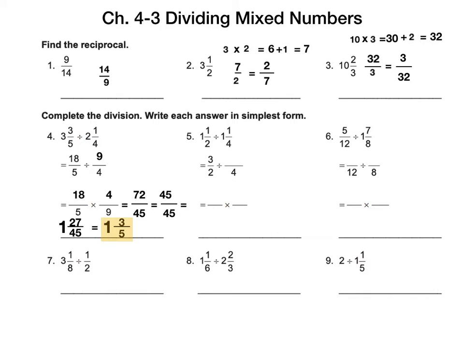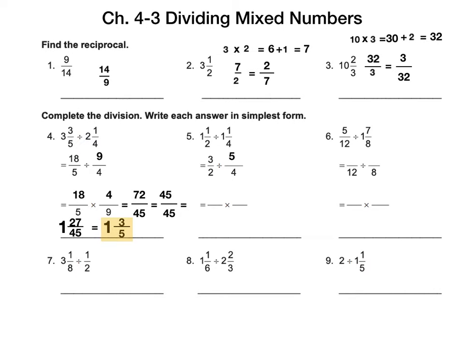So we're going to go on to number 5 now. We have 1 1/2 divided by 1 1/4. They changed 1 1/2 to 3/2 for us. And now it's our job to change 1 1/4 into an improper fraction. So we do 1 times 4, which equals 4, plus 1, which is 5.